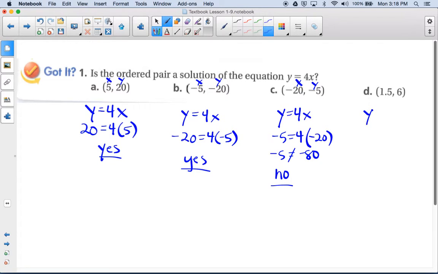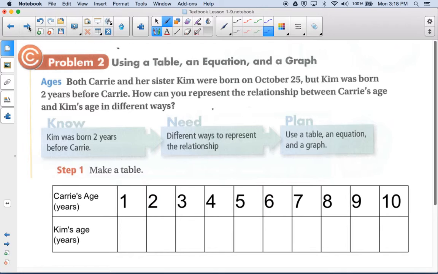And finally, x and y, 6 equals 4 times 1.5. That's true, so that's a yes. All right? Hope you did well on those 4.